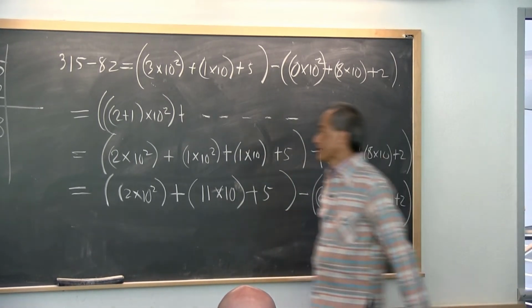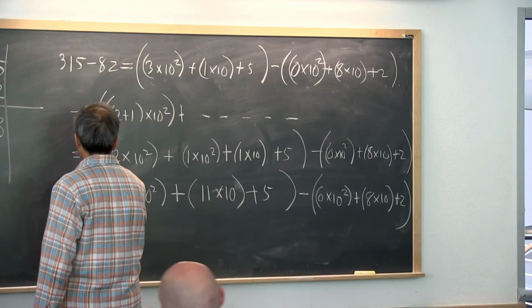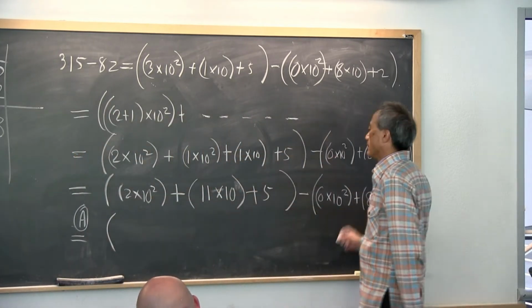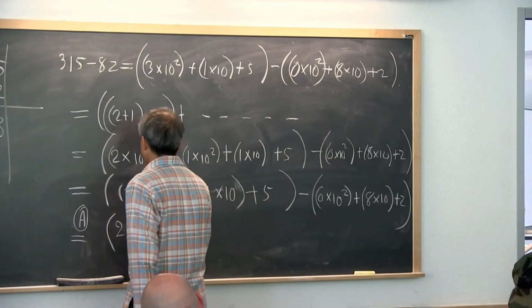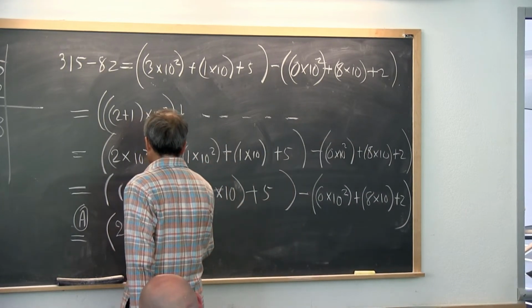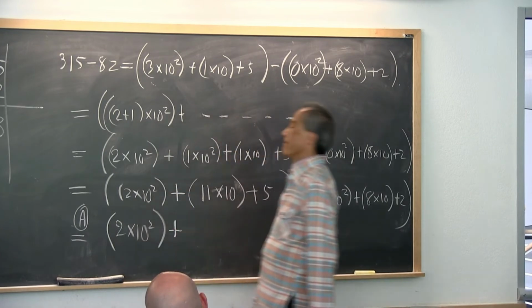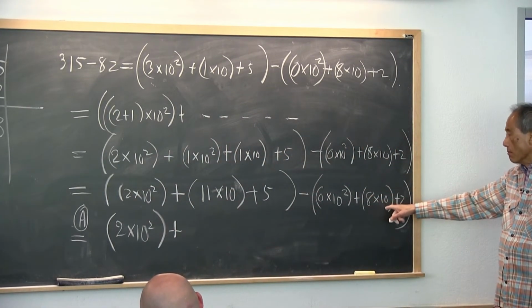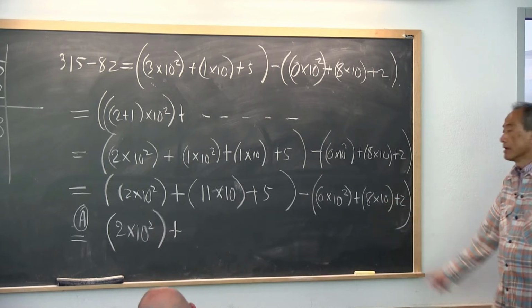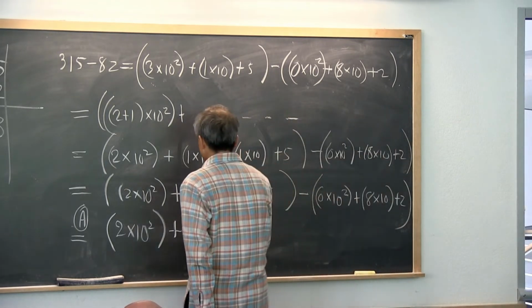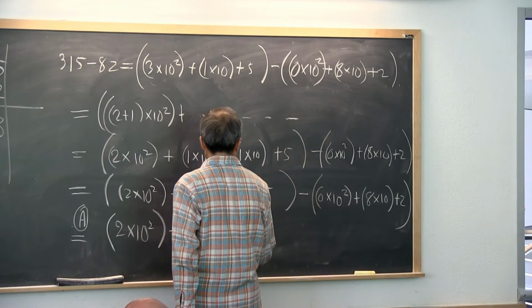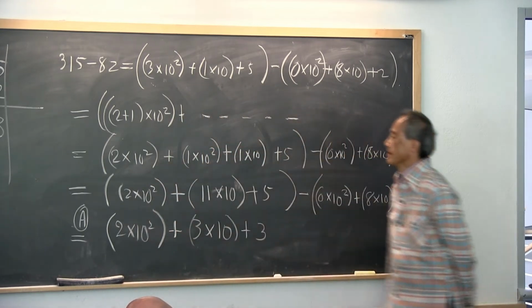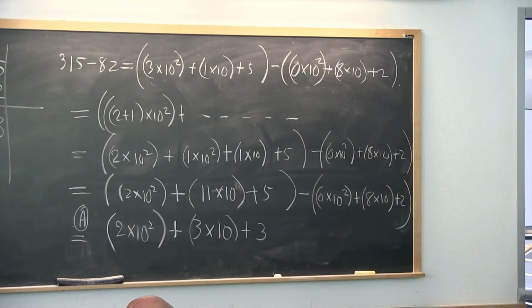Now your part A, yes? And it's really 0, right? So it's 2. Right? 11 minus 8 is 3. Right? That's 6. Everybody happy?